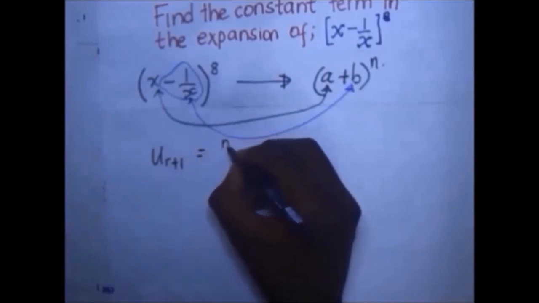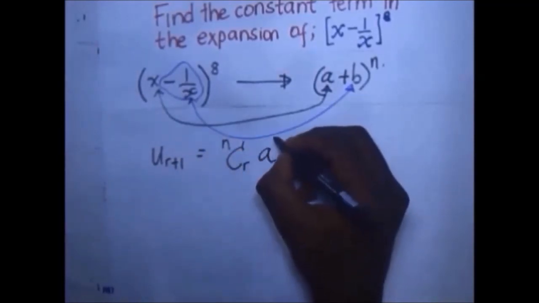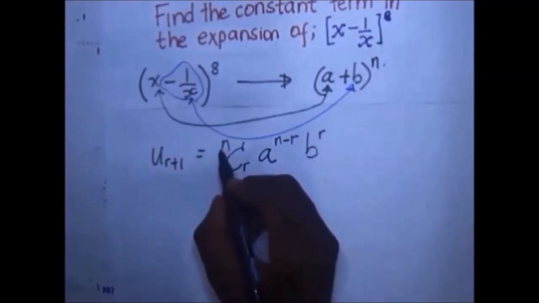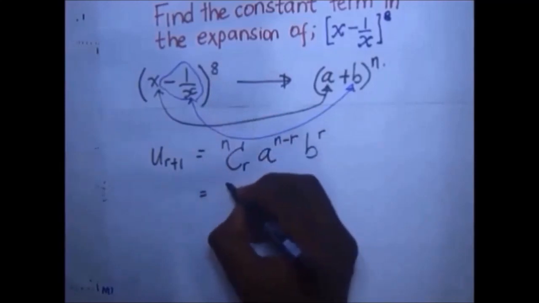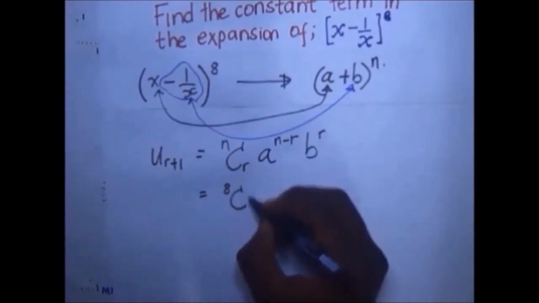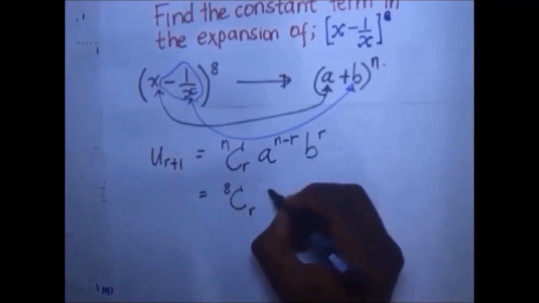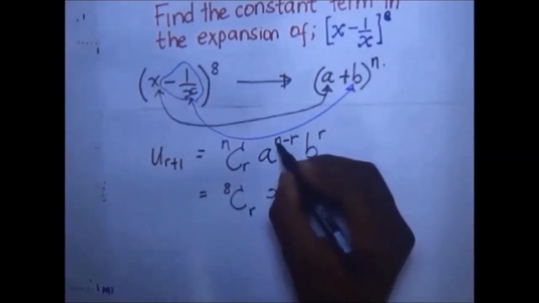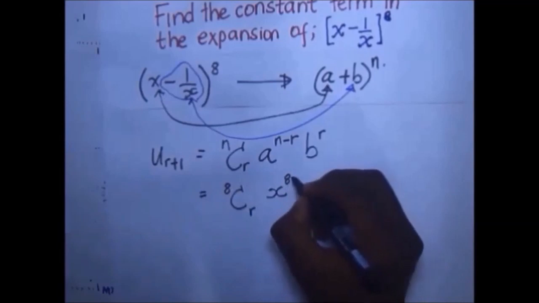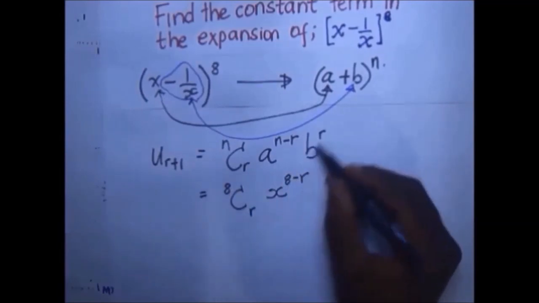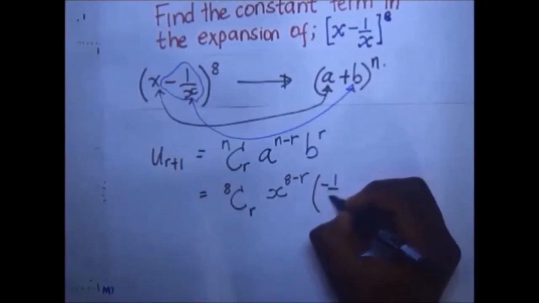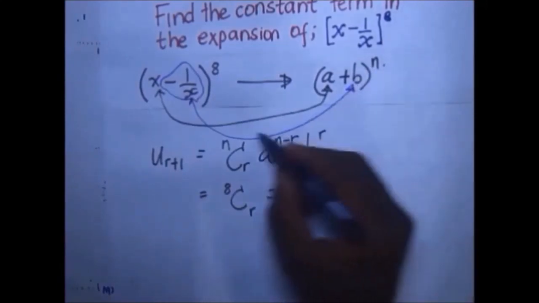is going to be equal to n combination r, a to the power n minus r, b to the power r. What is n? Our value of n is 8, so it's going to be 8 combination r. We're supposed to first get the rth term: 8 combination r times a. What is a? a is x, so it's going to be x to the power n minus r, that is 8 minus r, times b. What is our value of b? Negative 1 over x. So our value of b is negative 1 over x to the power r.